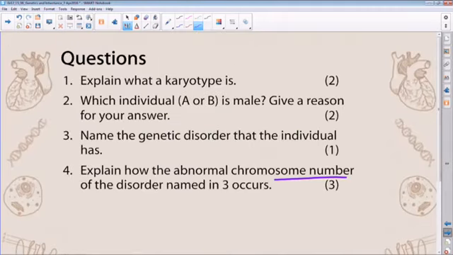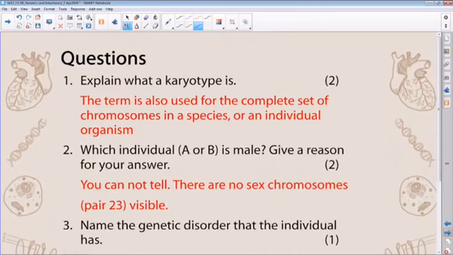Here we go. The first question was, explain what a karyotype is. It is a term used for the complete set of chromosomes in a species or an individual organism. Okay. Next question. Which individual, A or B, is male? Give a reason for your answer.